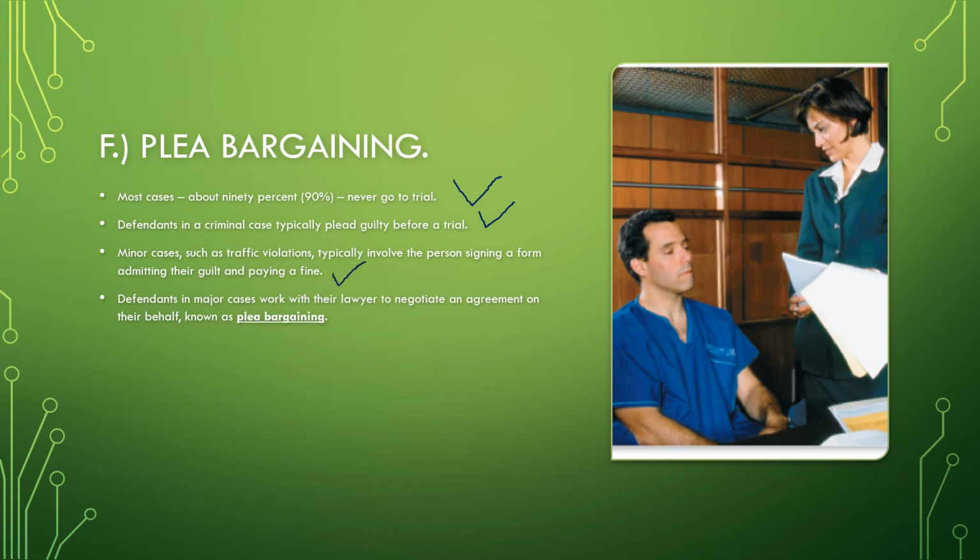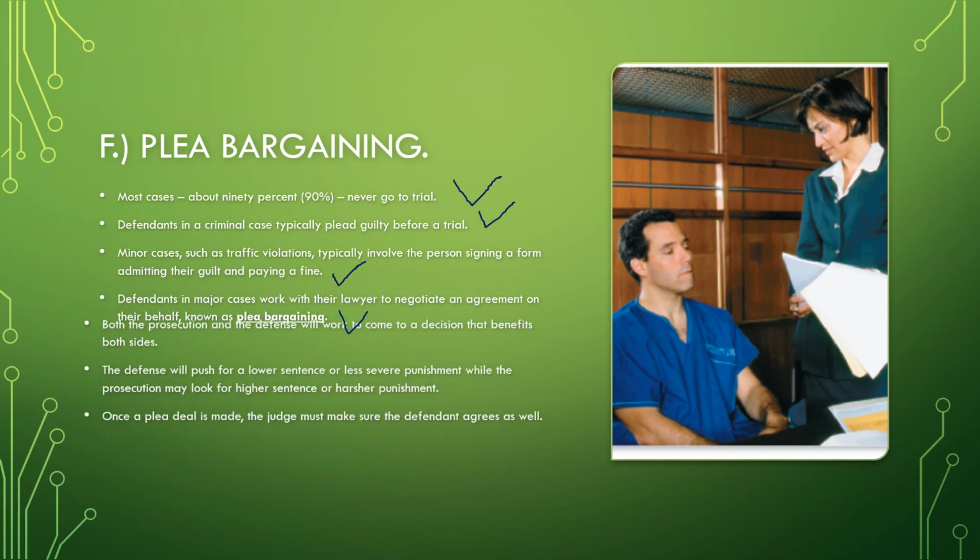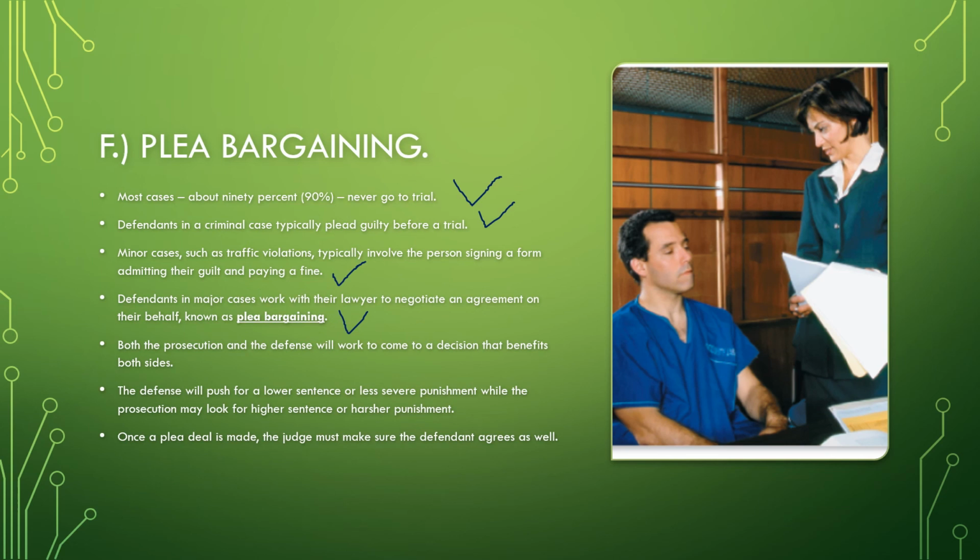Okay. Defendants in major cases usually work with their lawyers to negotiate an agreement on their behalf, known as plea bargaining. Now, in plea bargaining, both the prosecution and the defense will work to come to a decision that benefits both sides, okay? Typically, the defense will push for a lower sentence or less severe punishment, while the prosecution may look for a higher sentence or harsher punishment, okay?